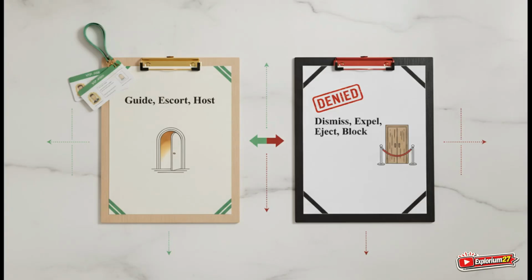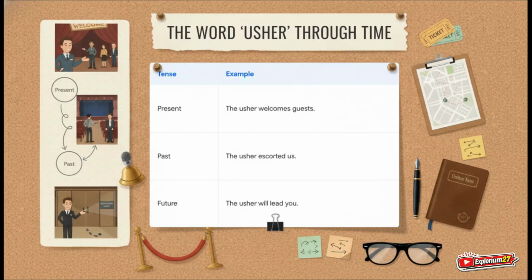So keeping that medieval power in mind, you really start to see the duality of the word. On one hand, modern synonyms like guide, escort, or host are super hospitable, right? Very welcoming. But look at the antonyms: dismiss, expel, eject, block. Now, in everyday use, usher functions flawlessly across all tenses to describe the flow of moving people through a space. In the present, the usher welcomes guests. In the past tense, the usher escorted us to the front row. And, looking to the future, the usher will lead you to the conference room. It constantly keeps things moving.